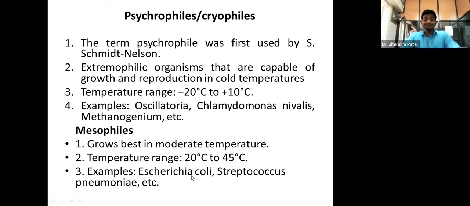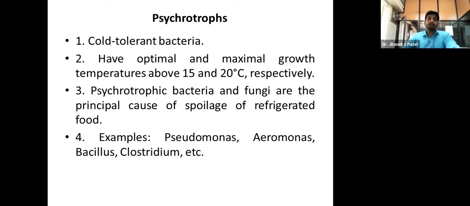Examples are E. coli. That's what I told you before also. E. coli is a bacterium which can survive in the intestine of a healthy human being. Then Streptococcus pneumoniae, right? This is also infecting human beings, since their temperature range is almost equivalent to our temperature range, right? Then psychrotrophs, these are cold tolerant bacteria, have the optimal and maximum growth temperature above 15 to 20 degrees centigrade respectively, right?